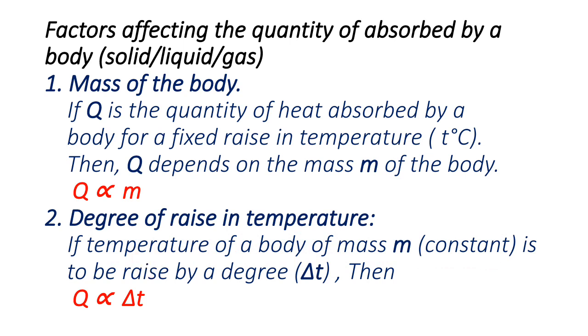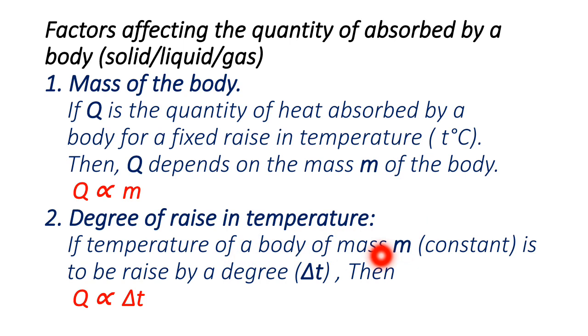Suppose we are raising the temperature by any value, take 15 degrees Celsius, for the mass m, then we have to give some heat for the raise of 15 degrees Celsius. Suppose we want to raise the temperature by 30 degrees Celsius, then we have to give more heat, greater heat, as the increase in temperature was initially 15 degrees Celsius, and now for the same mass we want to raise the temperature by 30 degrees Celsius.